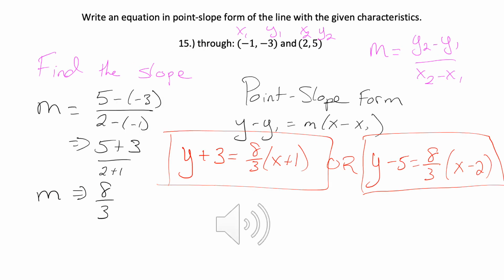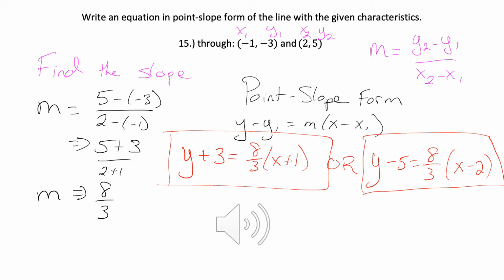For 15, we need to write the equation in point-slope formula. Point-slope formula is y minus y1 equals m, open parentheses, x minus x1. So what we need to do is find the slope between our two given points, and that slope formula is in the pink marker in the top right-hand corner. Remember, it's y2 minus y1 over x2 minus x1. So we find the slope is 8/3 after we do our math. Be careful of your signs here.